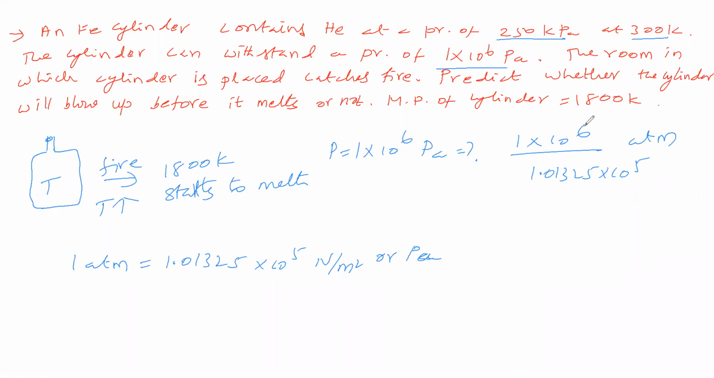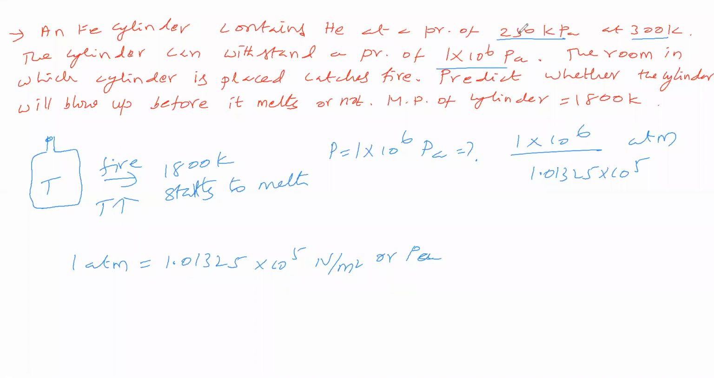Volume of the cylinder, is it given or not? This is the pressure, this much pressure it can hold. What is the pressure of helium gas? 250 kilopascal is the pressure of helium gas. The cylinder can withstand this much pressure. Beyond that, it will burst. So we will take the maximum pressure it can hold, that is this much.